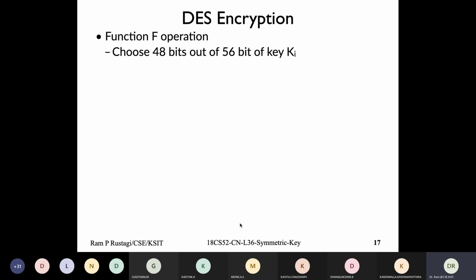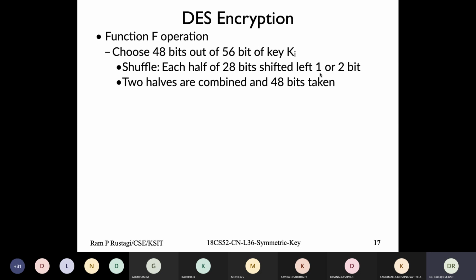To give a little more detail on the way function F works: how do we get function F? We get 48 bits out of 56 bits. The 56 bits are divided into 28 bits each. Left shift 1 or 2 bits, depending on which round you are in. Combine them back, and then take the 48 bits.